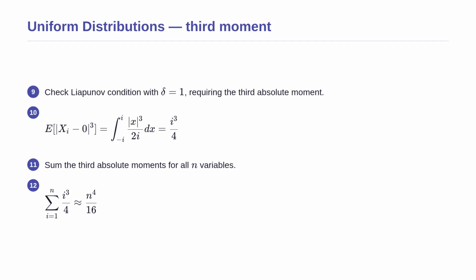Now we must check the Liapunov condition. We will choose delta equal to 1, which means we need the third absolute moment. We set up an integral for the absolute value of x cubed multiplied by the probability density, which is 1 over 2i. Solving this gives us i cubed divided by 4, representing the extreme deviations for the ith variable. Next, we sum these third moments for all n variables. Since the sum of cubes grows proportional to n to the 4th over 4, our total sum of third moments grows approximately as n to the 4th divided by 16.